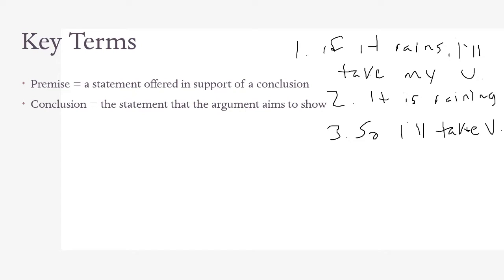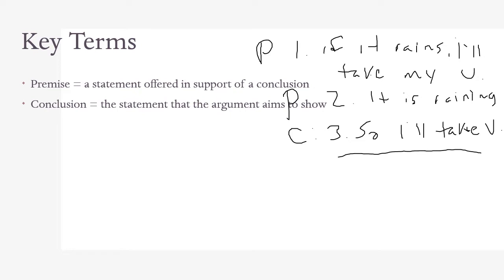The first two are premises, because they're just in support of whether or not I'm going to do this final action, which is to take my umbrella, which is the conclusion. So we have two premises. If it rains, I'll take my umbrella. And then also, it is raining. That's another statement offered in support of this conclusion, which is to say, I'll take my umbrella. So those are just the basic components of an argument.